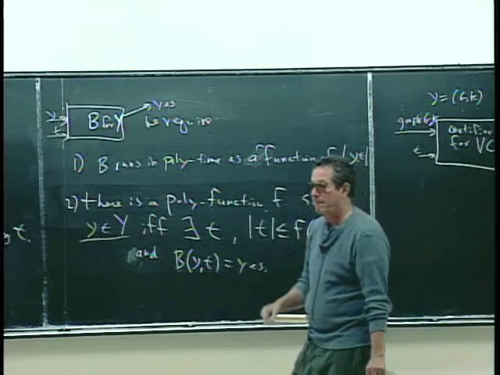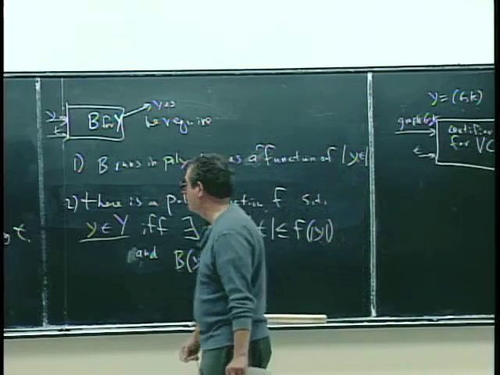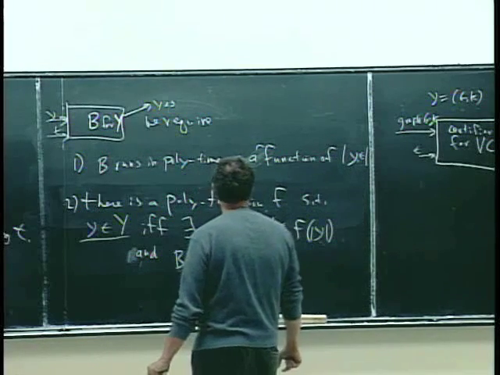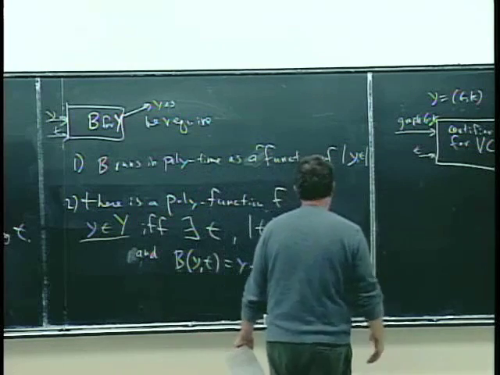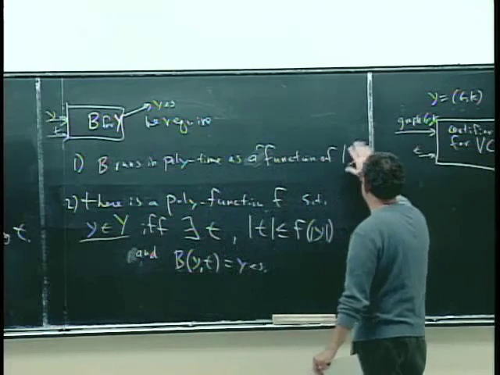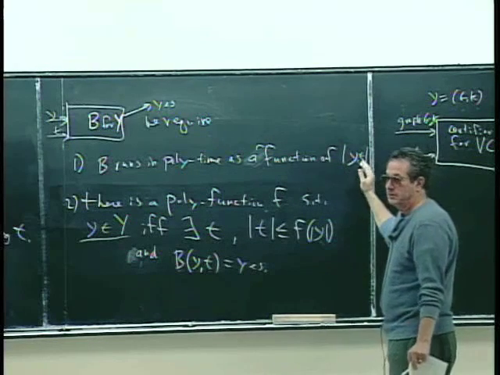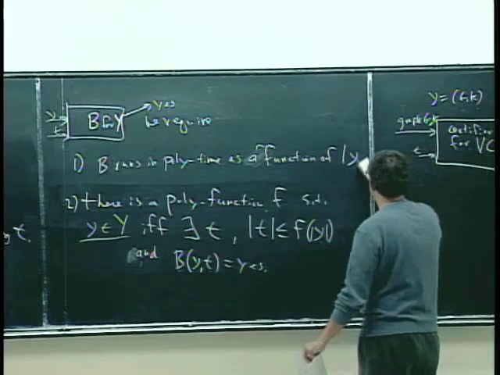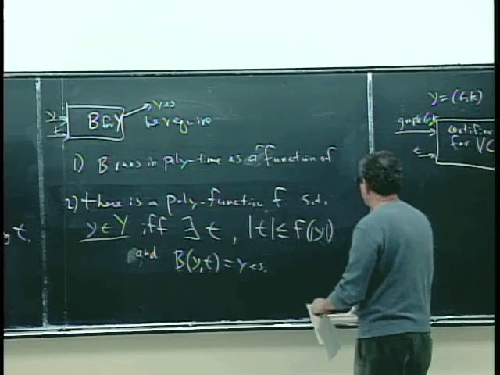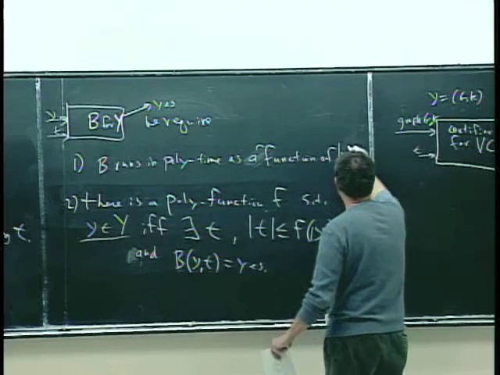Yeah? For number 1, is that supposed to be the absolute value of y times t, or is it just y comma t? I just said I was abusing notation here, where I'm saying this is a polynomial function of both of them. Okay, so, yeah, okay, I guess it could have been more if I did that.